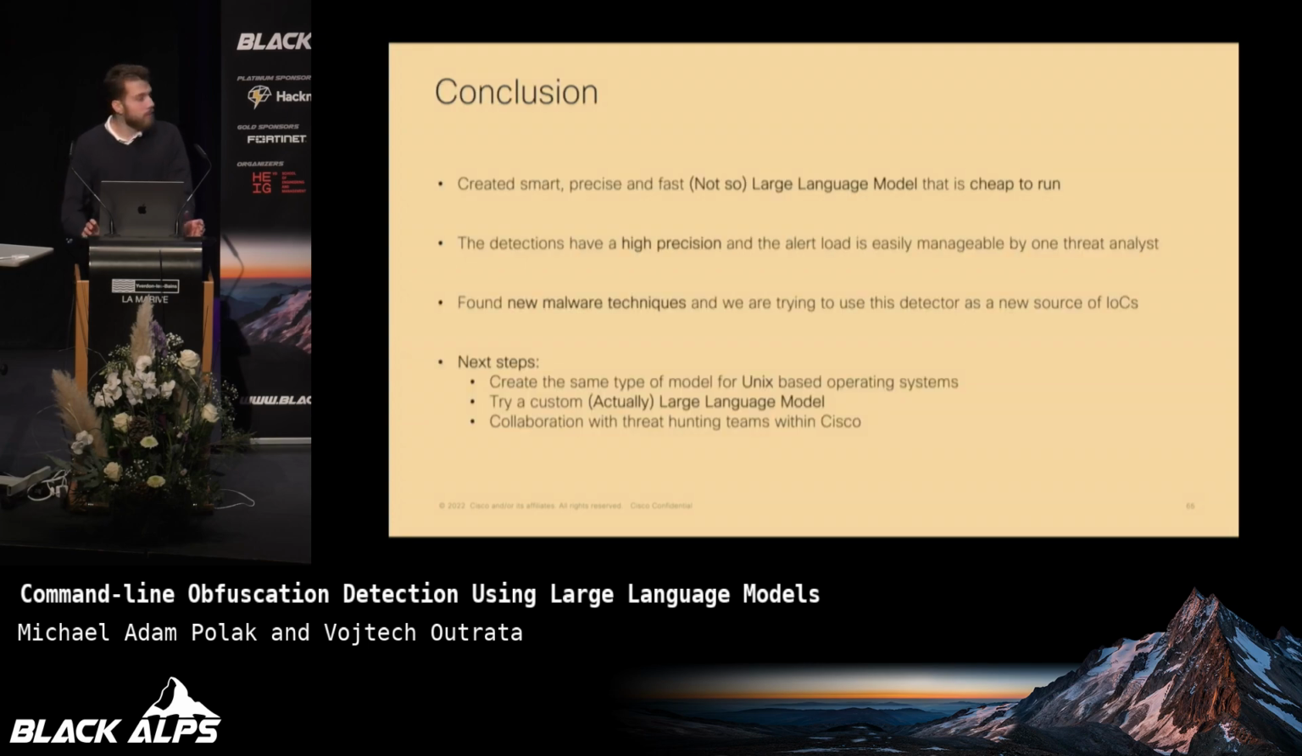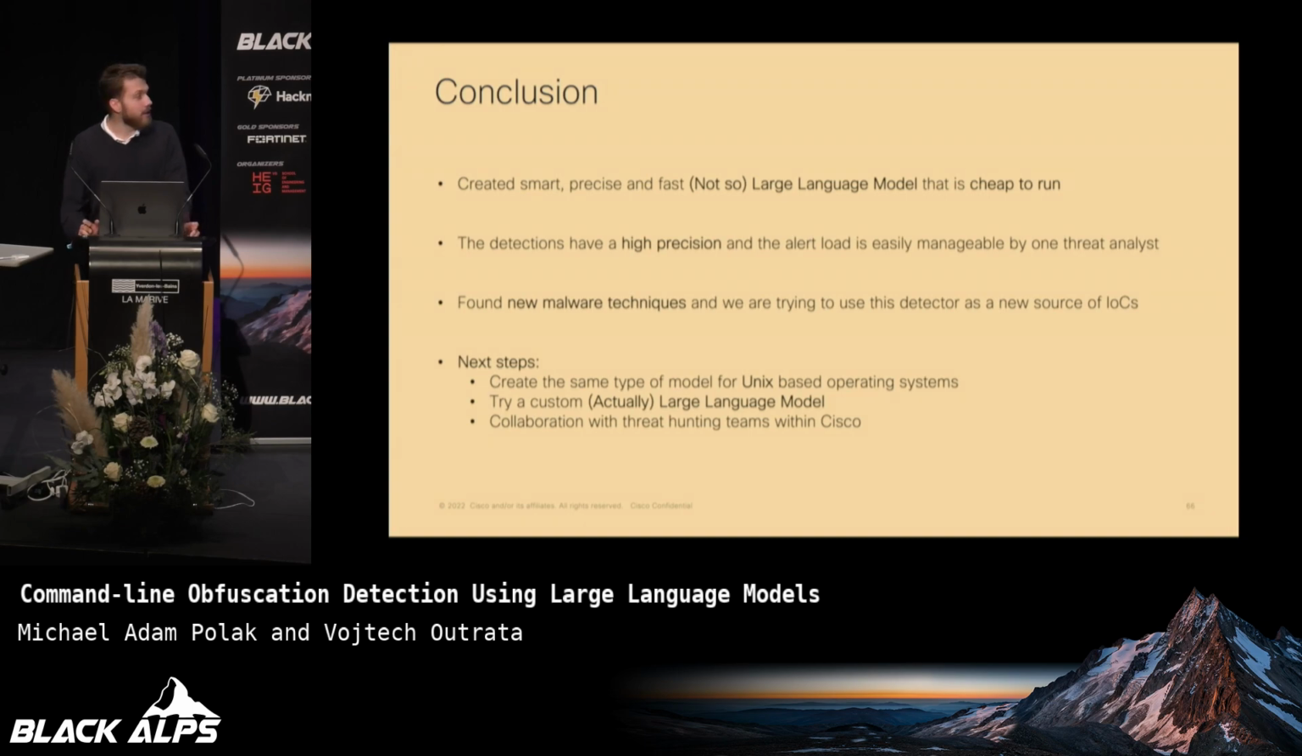So to conclude, I think we created a smart, precise, and fast large language model that is actually very cheap to run compared to other approaches. The precision we have achieved is quite good, and we've actually managed to find quite a lot of new interesting hits and also some new malwares and IOCs. We also are quite confident that we would be able to detect some of the obfuscation methods that were actually presented here at the conference. So, red teamers, be aware.